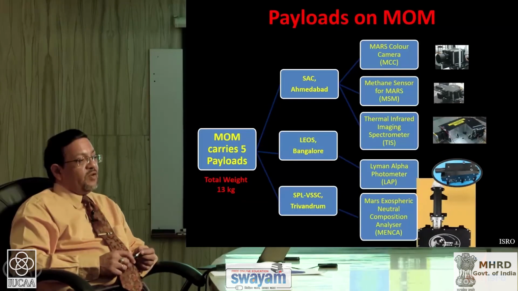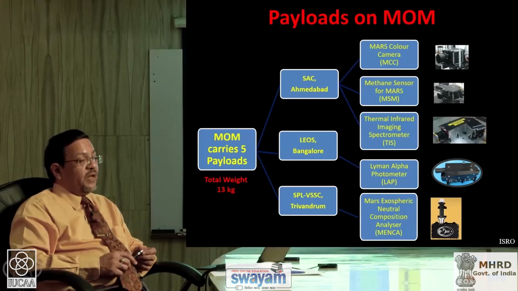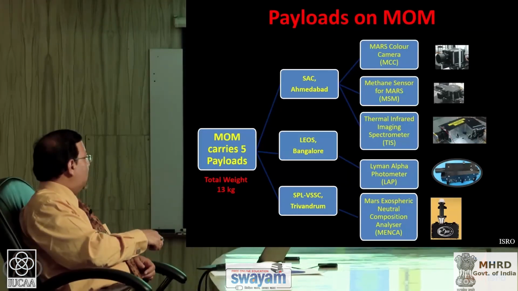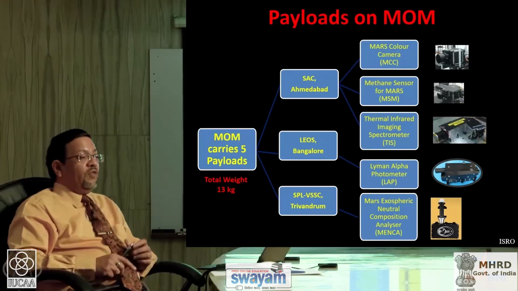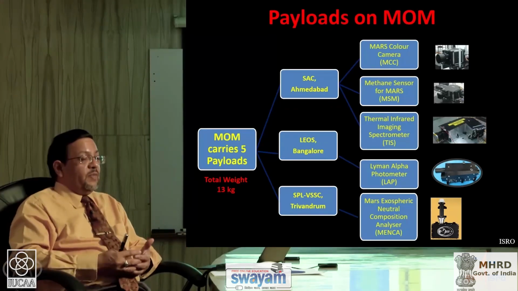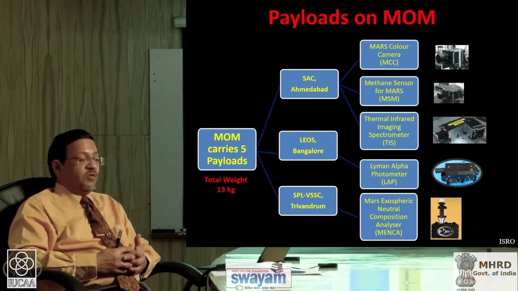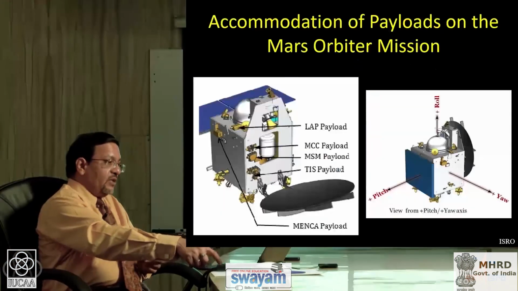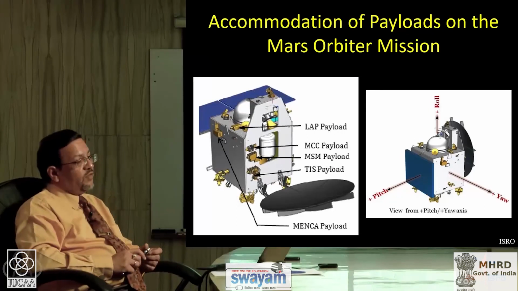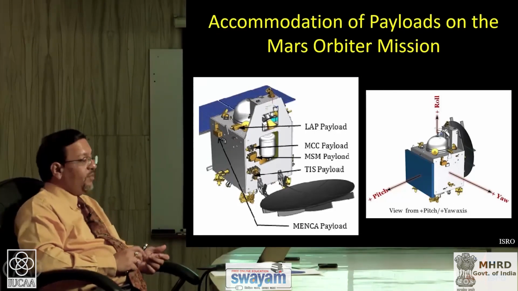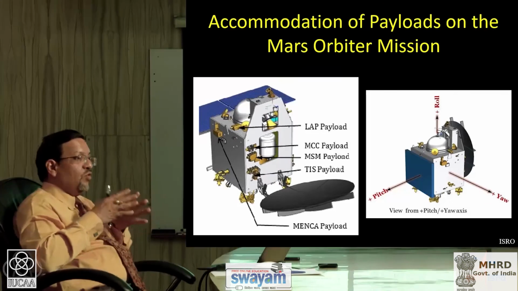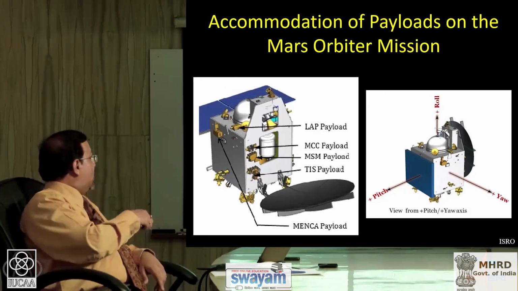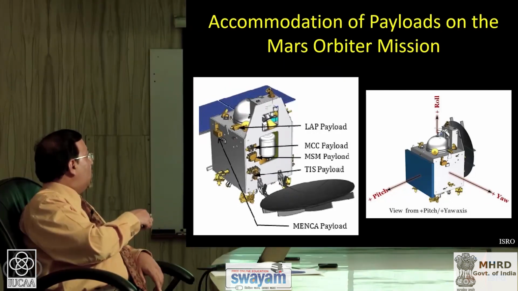One of the experiments in which I was directly involved is called MENCA, which stands for Mars Exospheric Neutral Composition Analyzer. This experiment was essentially meant to measure the atmospheric composition of the Martian atmosphere. This shows the accommodation of these payloads on the MOM mission, and you can see here that all these imaging payloads are mounted on one side of the spacecraft because they are all meant to look towards Mars, but MENCA is mounted along the roll axis.